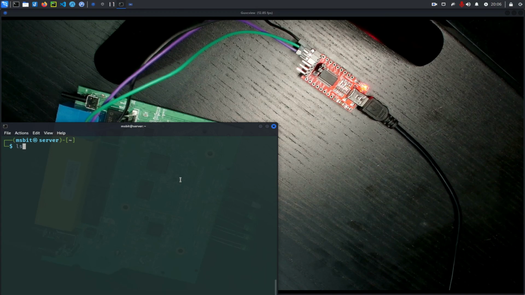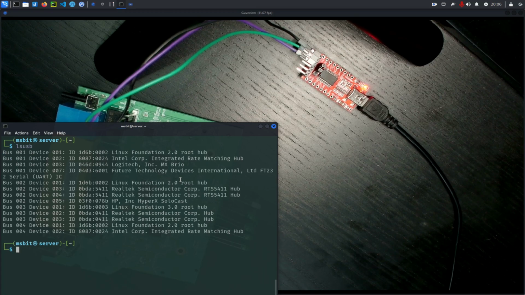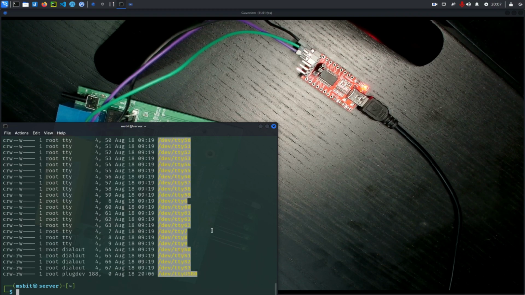So if I run lsusb, you would see it's here. It's the FT232 serial UART, and usually you will see it if we list the devices, and this will be on the TTY, so I will list all the TTY, but most probably it will be on USB 0. Sometimes you might see here ttyACM0 also, but in my case it's ttyUSB0.